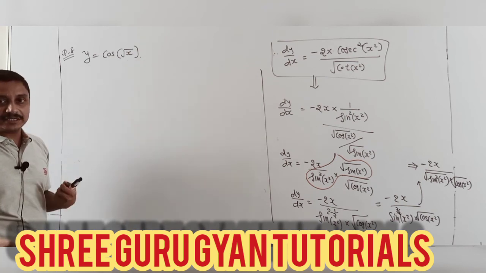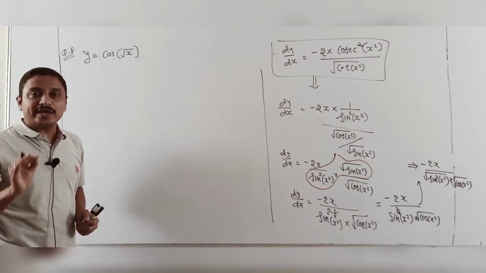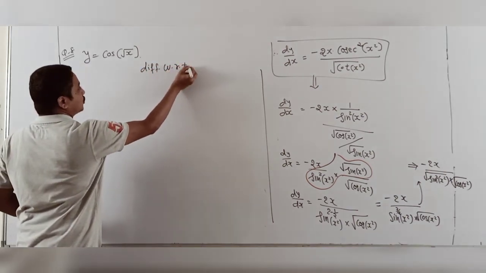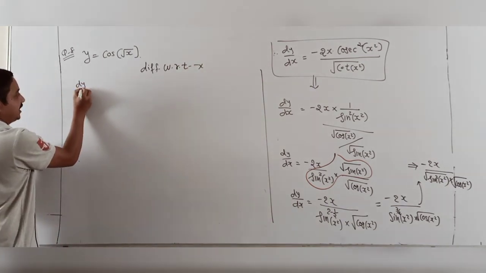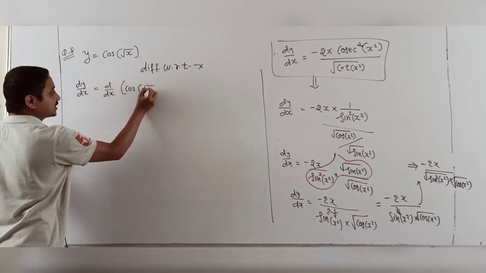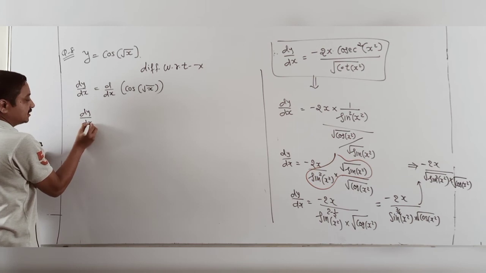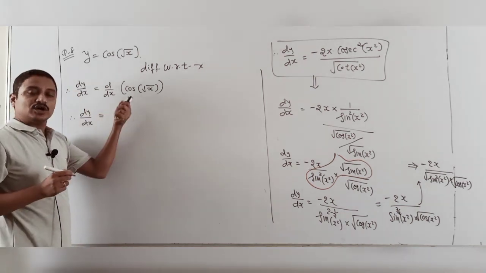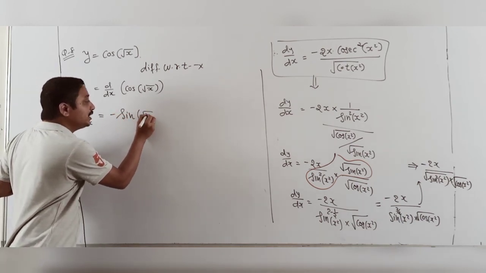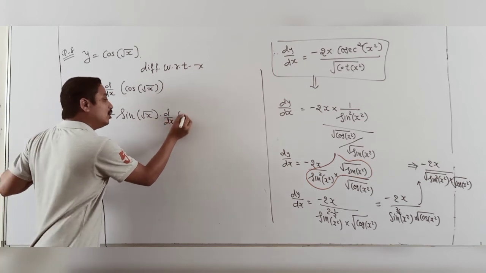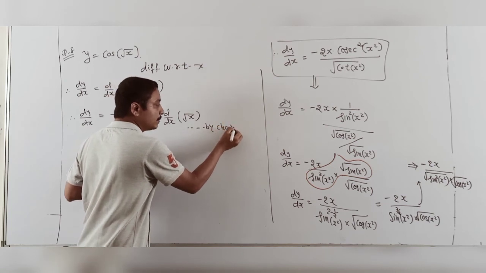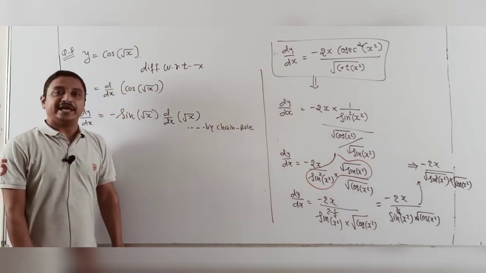y is equal to cos root x. Here also both are joining functions. So I go with the chain rule, differentiation with respect to x. So dy by dx, students, it's very easy. d by dx of cos of root x. Now I start with the formula. First the cos derivative, after that the root x derivative. What is the cos derivative? Minus sine. And the root x derivative, kindly by the chain rule. Yes, please apply the chain rule value-wise.